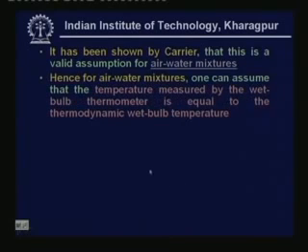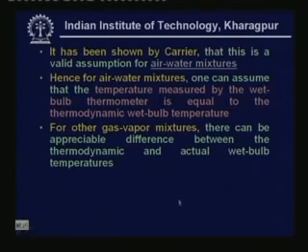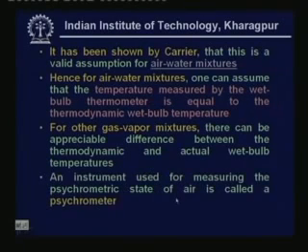For air water mixtures, we assume that the temperature measured by a wet bulb thermometer is equal to the thermodynamic wet bulb temperature, but this may not be valid for other gas vapor mixtures. There can be appreciable differences when you are talking about other gas vapor mixtures. An instrument used for measuring the psychrometric state of air is called a psychrometer. There are different types of psychrometers.